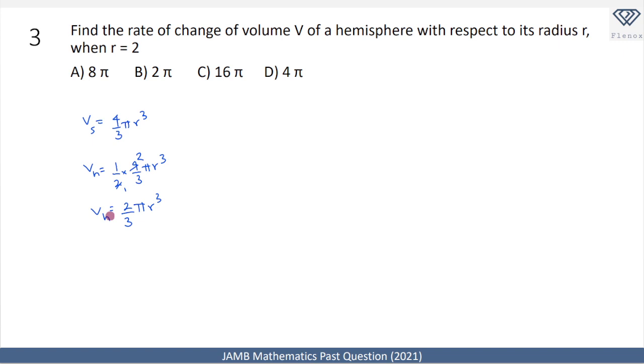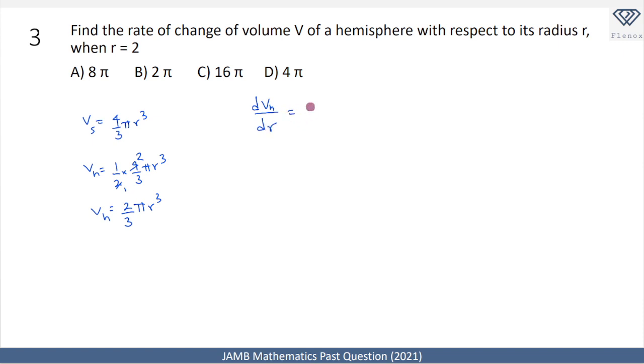Now, when we talk about things like rate of change, we're entering into the territory of differentiation. If you are not too familiar with differentiation, I also have a tutorial video on differentiation and integration, and you can watch that to better understand this concept. So we are not being asked to find the volume of the hemisphere. Instead, we are told to find the rate of change, which will be with respect to the radius, which is the same as saying dV over dr.